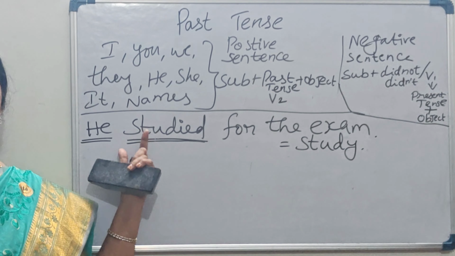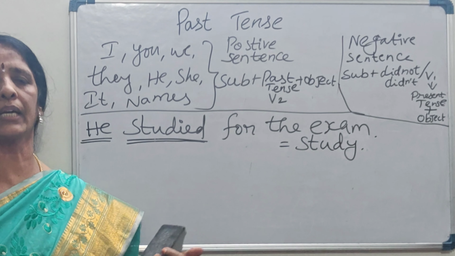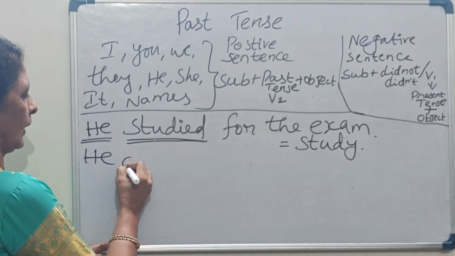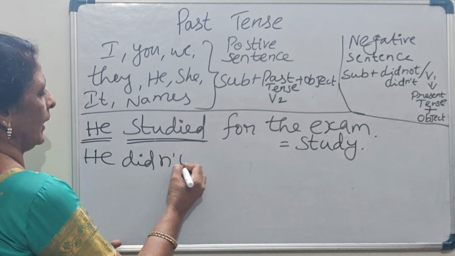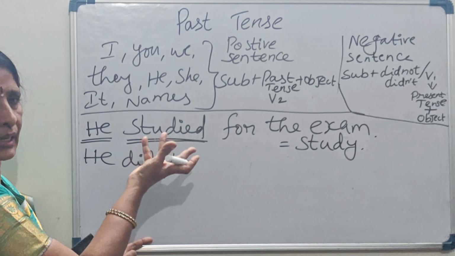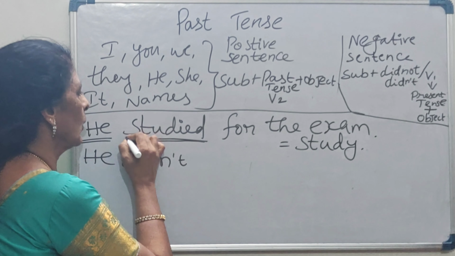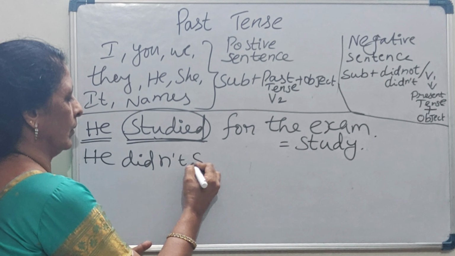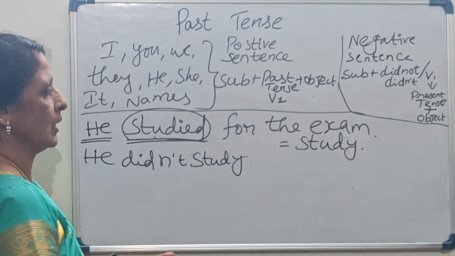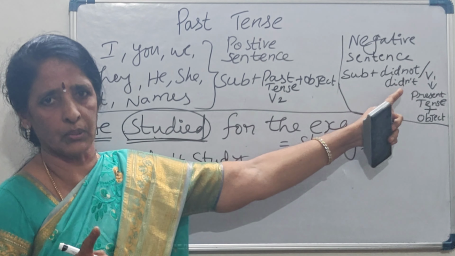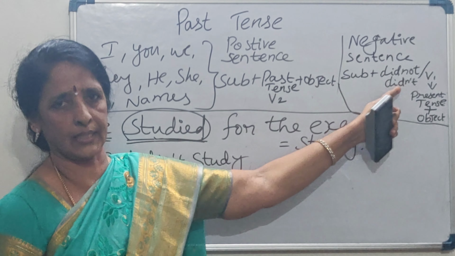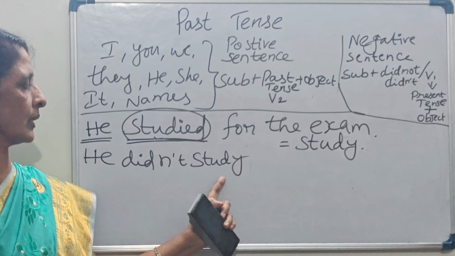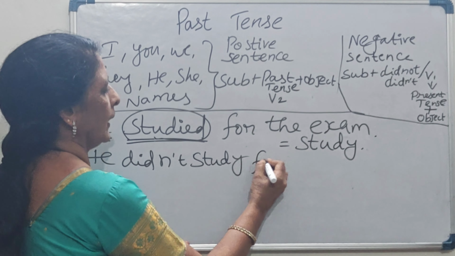Okay, if you want to say it in a negative sentence, how do you say it? He didn't. Why are we writing didn't here? Negative. He didn't study for the exam. Now this one will become did plus study. I told you, here we have to write the present tense. Negative means did not plus present tense. The present tense is study. He did not study for the exam.